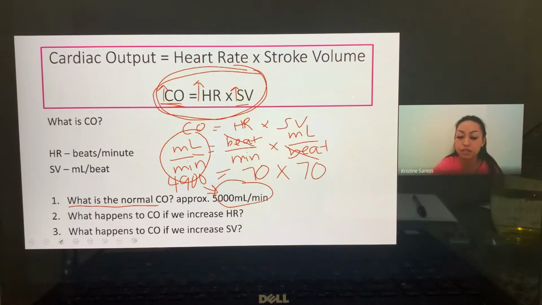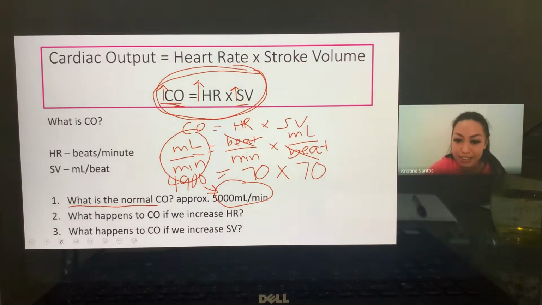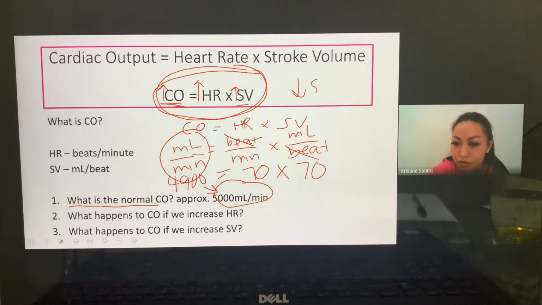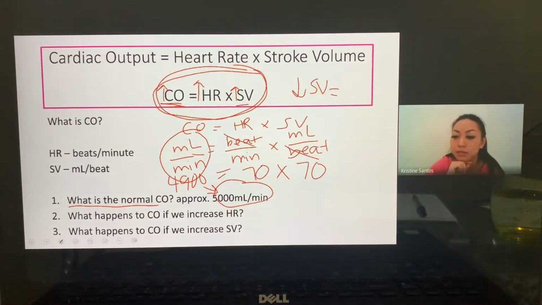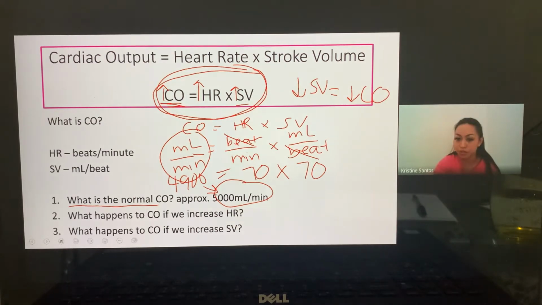So let's say I decrease my stroke volume. What will happen to cardiac output? If I decrease my stroke volume, will cardiac output increase or decrease? It will decrease. Yes, correct. It will decrease because they are directly proportional. So whatever happens to heart rate is what's going to happen to cardiac output, and whatever happens to stroke volume is going to be reflected in cardiac output.